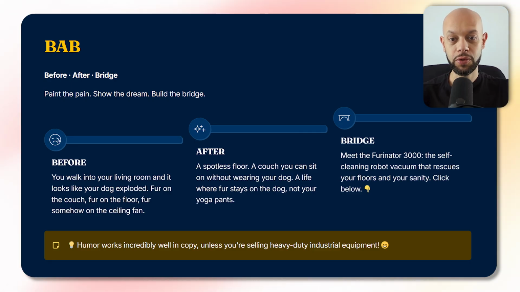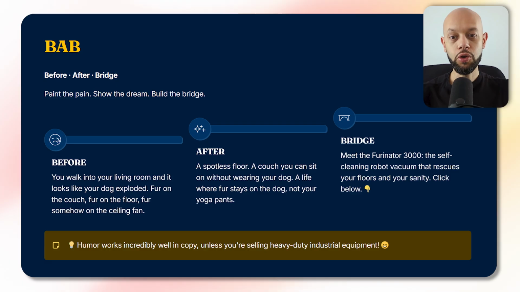Then we talk about the after scenario, which is a spotless floor, a couch you can sit on without wearing your dog, with a life where fur stays on the dog, not your yoga pants. So this example brand also has a fun, light-hearted tone of voice. And then you bridge the before and after with your product. So we say, for example, meet the Furinator 3000, the self-cleaning robot vacuum that rescues your floor and your sanity. Click below. So this is where we try to drive action.